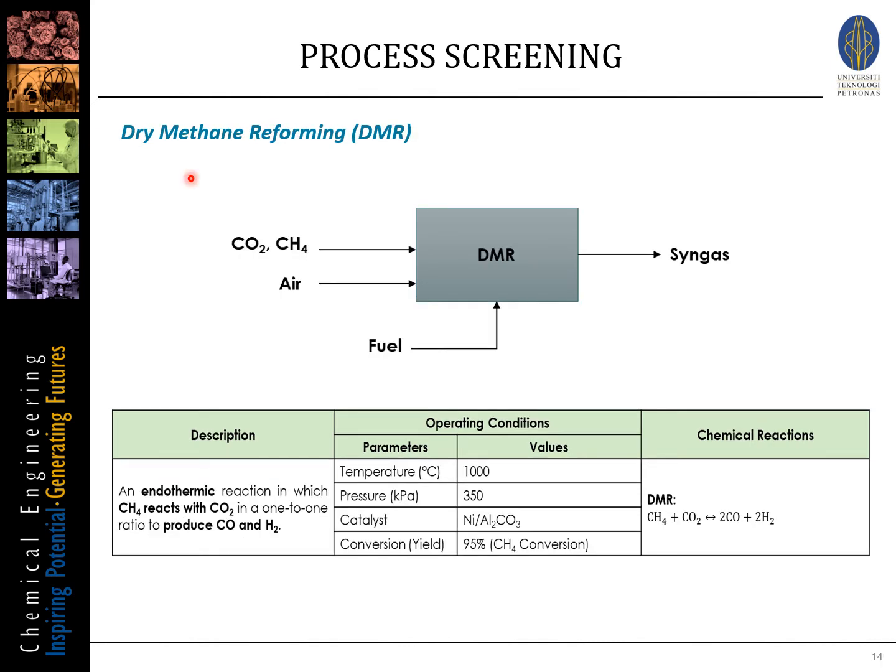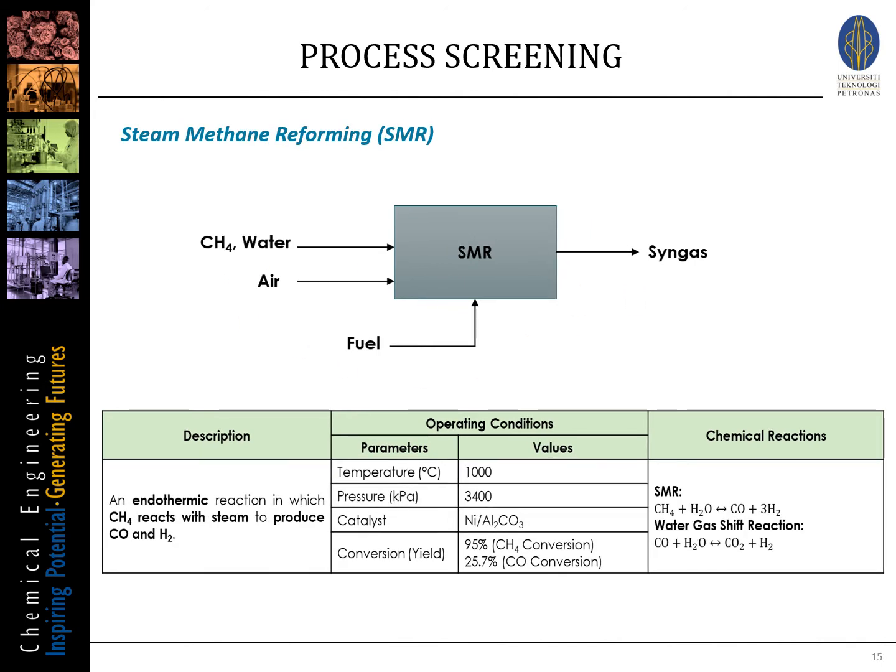Next, here we have the dry methane reforming, which is also known as DMR. This is an endothermic reaction in which CH4 will react with CO2 to produce syngas, which consists of CO and H2. And here we have the steam methane reforming, also known as SMR. This is also an endothermic reaction and produces syngas, but it involves the reaction between CH4 and hot steam.